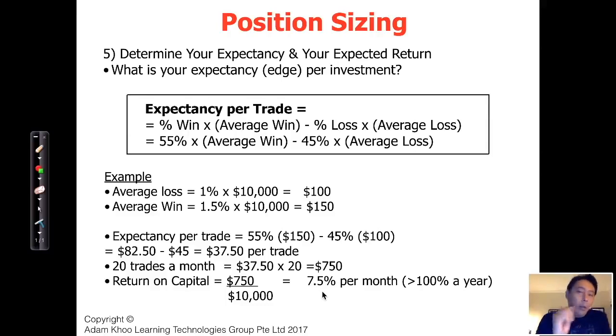Now, the other thing you can do is, as you get more experience, you risk more than 1%. You risk 2% or 3%. And again, if you risk 3%, what happens? Your return per month from 7.5% will triple to over 16% a month, and it compounds from there.